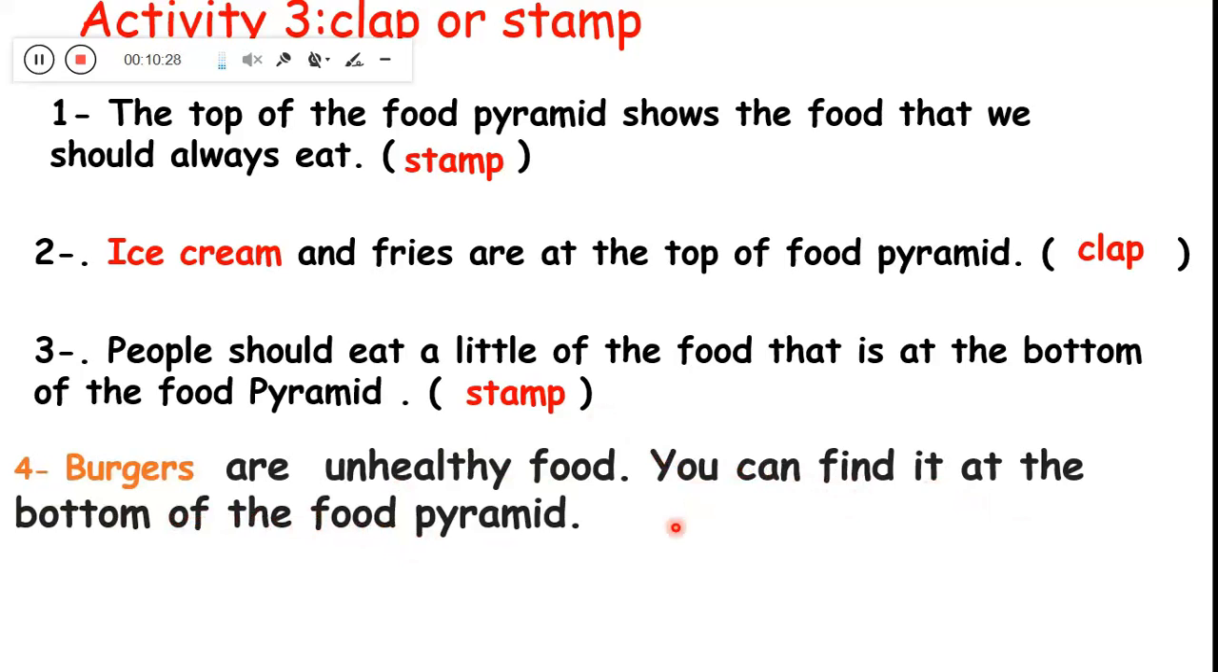Are you going to clap or stamp? 1, 2, 3. You should, or we should, stamp our feet again. Because why? Because burgers are unhealthy food. That's right. It is unhealthy, but you can find it at the top of the food pyramid. We find it at the top of the food pyramid. At the top of the food pyramid.